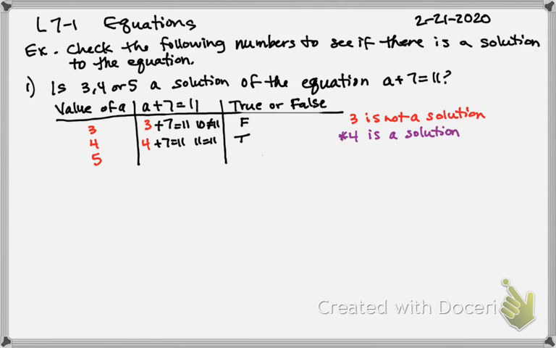Now in this case it is the solution, right? Because it's the only one that's going to work. But we're going to test the last guy just to prove ourselves. And we have 5 plus 7. And we want to see if that equals 11. And I get 12. Oh, doesn't equal 11, so that's false. So our conclusion is 5 is not a solution.